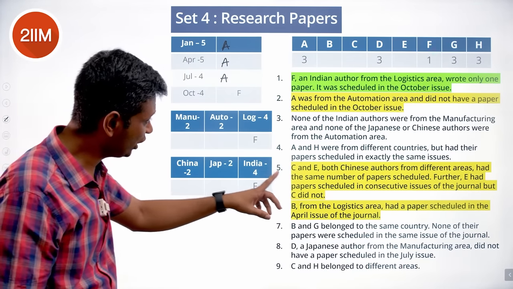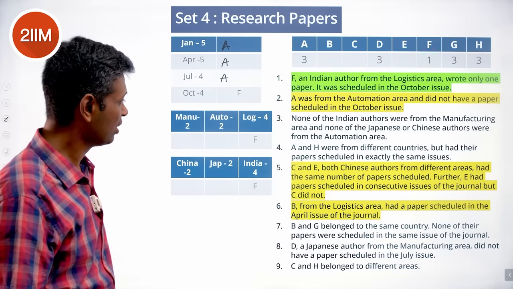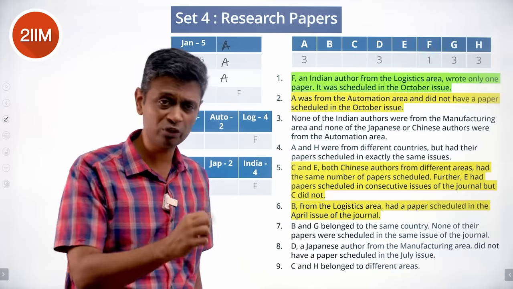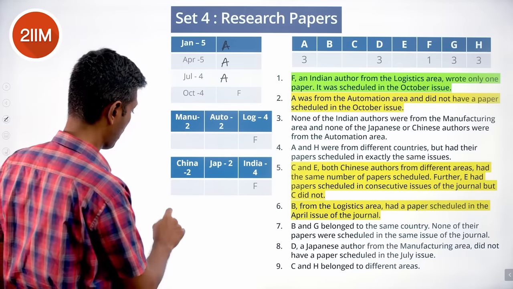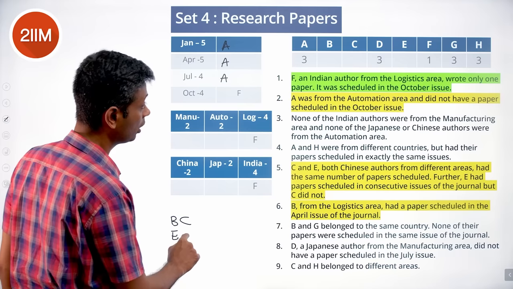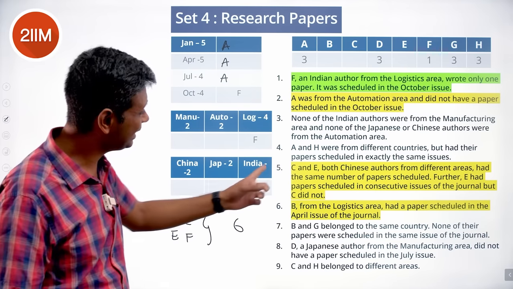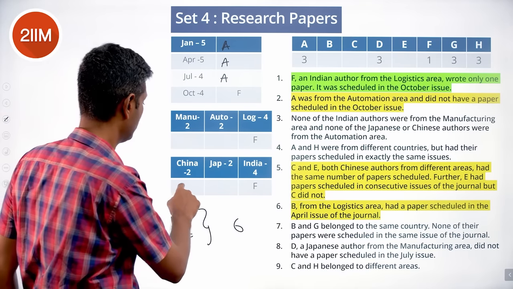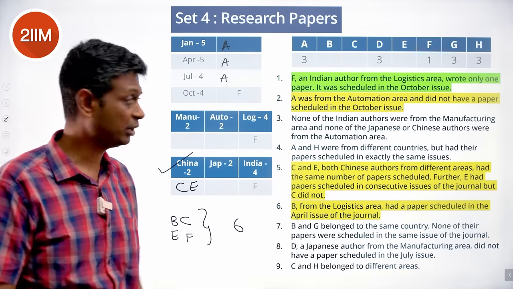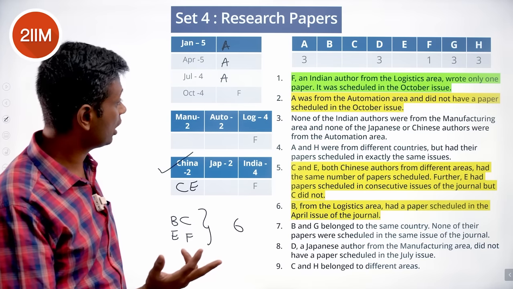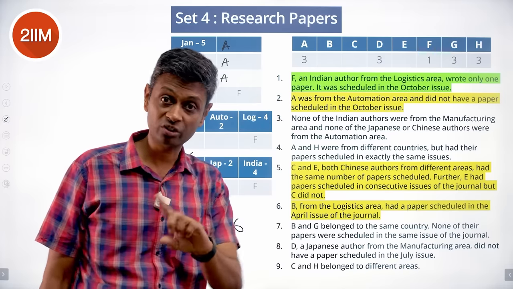C and D, both Chinese authors from different areas, had the same number of papers scheduled. Further, E had papers scheduled in consecutive issues of the journal, but C did not. So we know A, D, G, H. So we know B, C, E, F. They add up to 6. C and D are both Chinese authors. Let's put both C and D here. With that, the China part is complete. They are from different areas. That means the Chinese and Japanese authors are not in automation. That means there should be 1 from manufacturing, 1 from logistics, C and D.